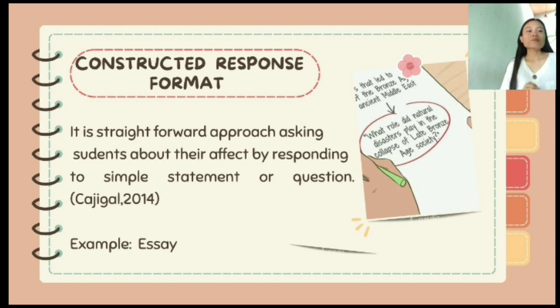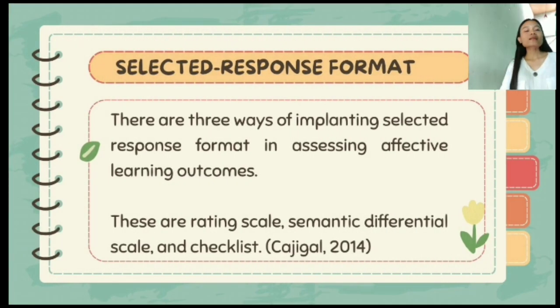So that question may be the title of an essay so that the students can determine their attitude towards the physics subject. And the next type of survey and questionnaire is the selected response format. In this selected response format, there are three ways of implementing it in assessing the affective learning outcomes. These are the rating scale, the semantic differential scale, and the checklist.